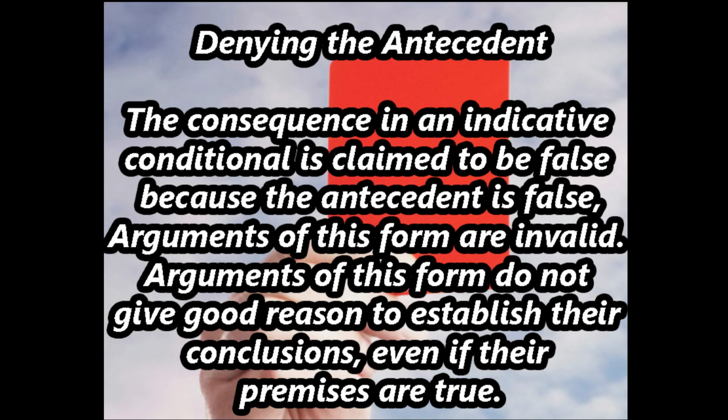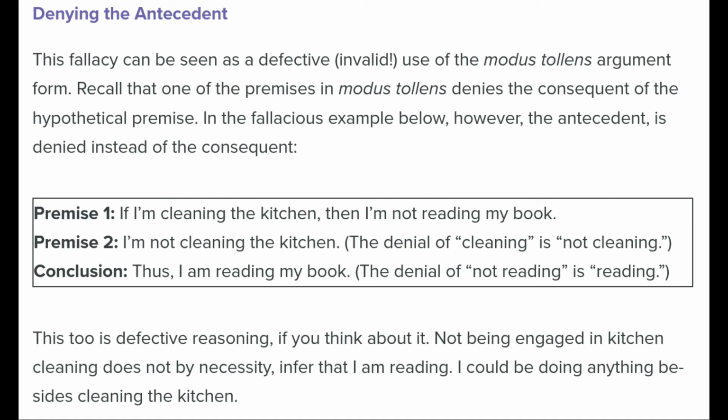This fallacy can be seen as a defective, invalid use of the modus tollens argument form. Recall that one of the premises in modus tollens denies the consequent of the hypothetical premise. In the fallacious example to follow, however, the antecedent is denied instead of the consequent. Premise 1. If I'm cleaning the kitchen, then I'm not reading my book. Premise 2. If I'm not cleaning the kitchen, the denial of cleaning is not cleaning. Conclusion, thus I am reading my book. The denial of not reading is reading.